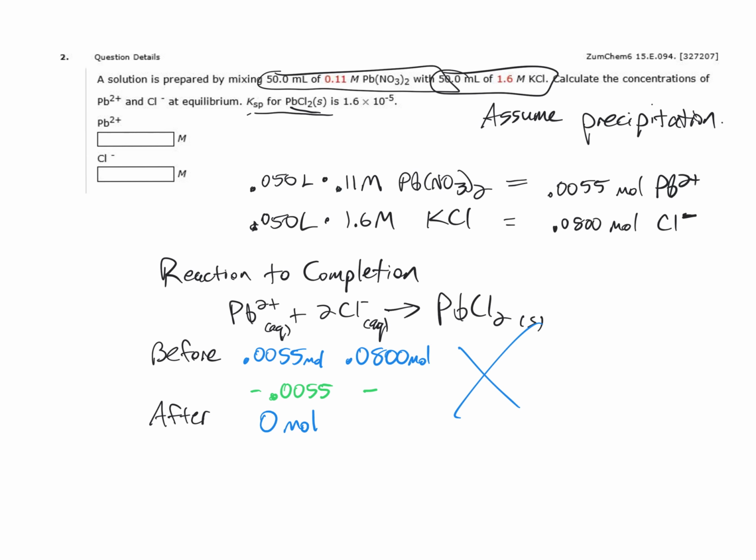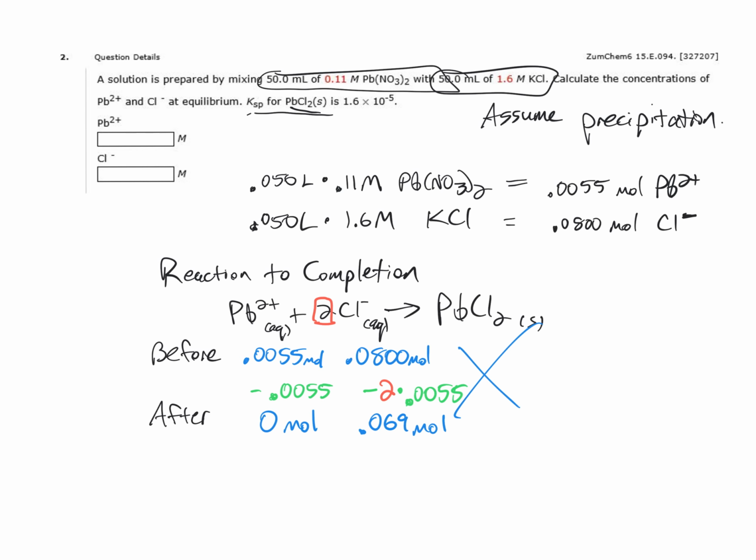The chloride ion will also go down in concentration, but because of this coefficient 2, it's going to go down by 2 times 0.0055, which is 0.011. That gives us a number of moles of chloride of 0.069 moles. That's really important. That coefficient 2 affects how many moles of chloride go away. And be sure to note that in your calculations.